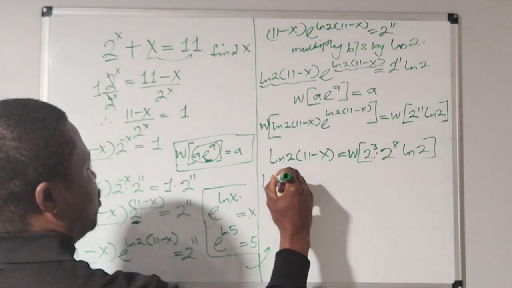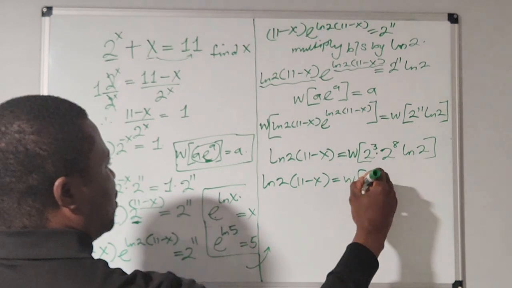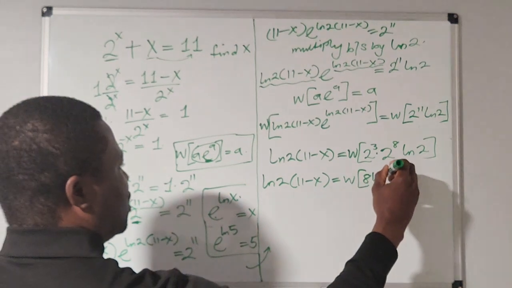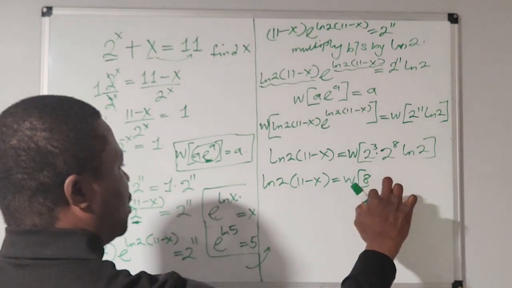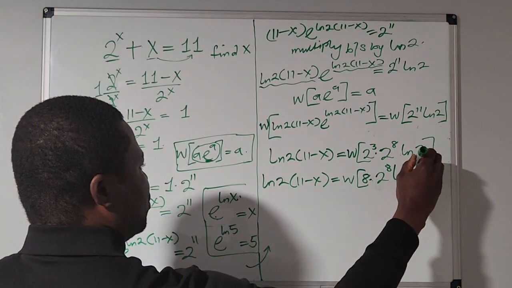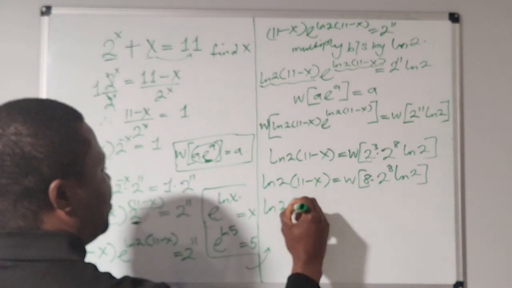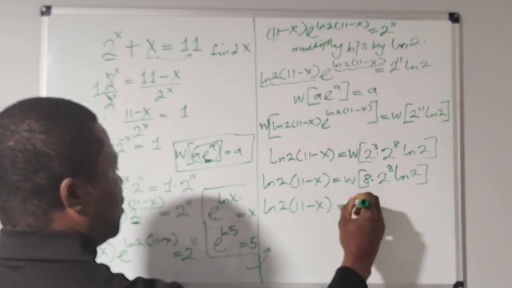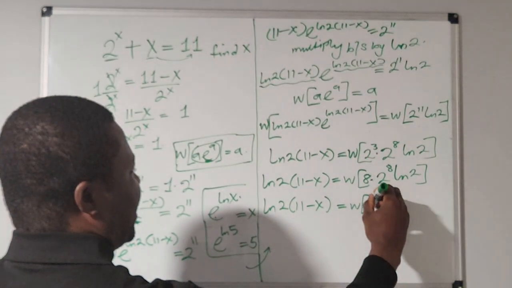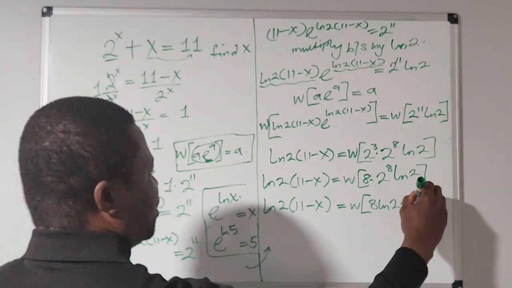So this becomes ln(2^(11−x)) equals W of 2 raised to the power 3, 2 times 2 times 2, that's 8, times 2 raised to the power 8 ln 2. We can rewrite this as well to become 8 ln 2 times 2 raised to the power 8.